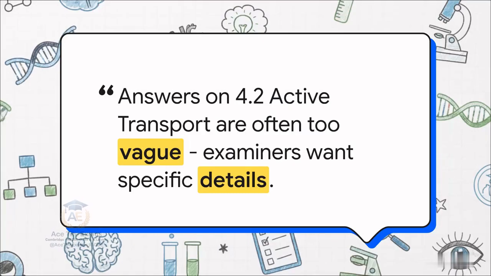And to really raise the stakes here, you have to hear this direct warning straight from the Cambridge Principal Examiner report. They stated, quote, "Answers on 4.2 active transport are often too vague. Examiners want specific details," end quote. The theoretical architecture of this entire topic rests on precise definitions, clear causal relationships, and integration with other areas of the syllabus. The assessment framework rigorously, and I mean rigorously, prioritizes analytical depth over superficial breadth.